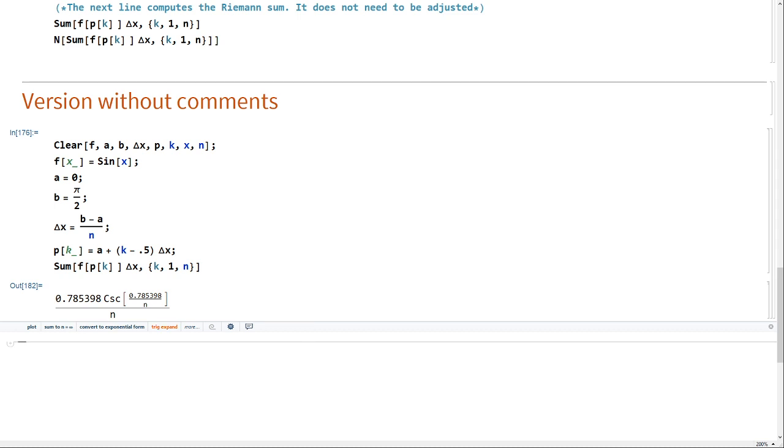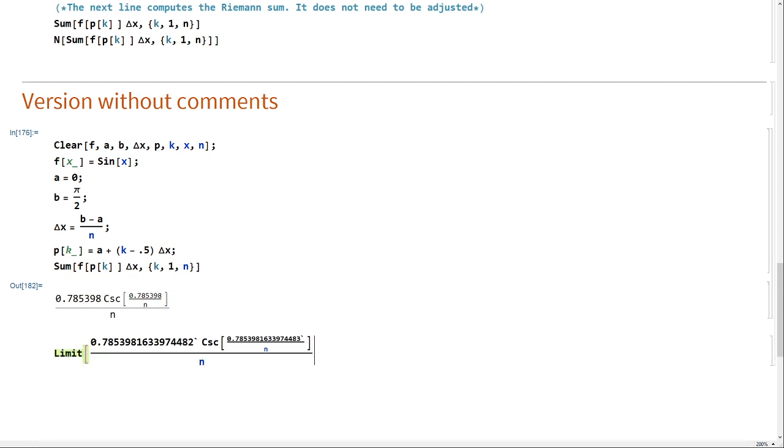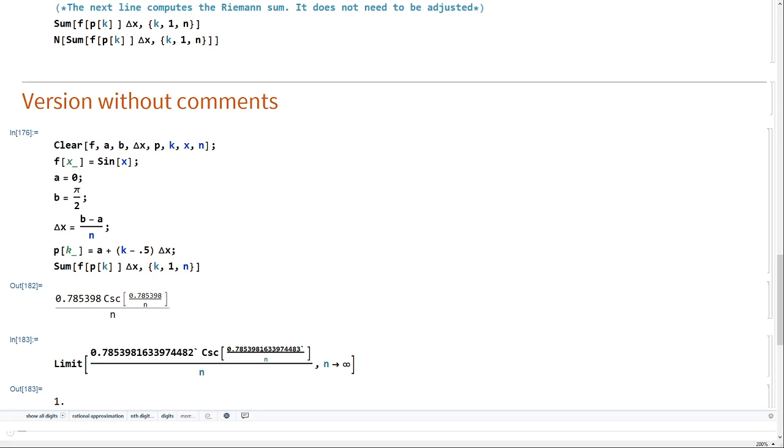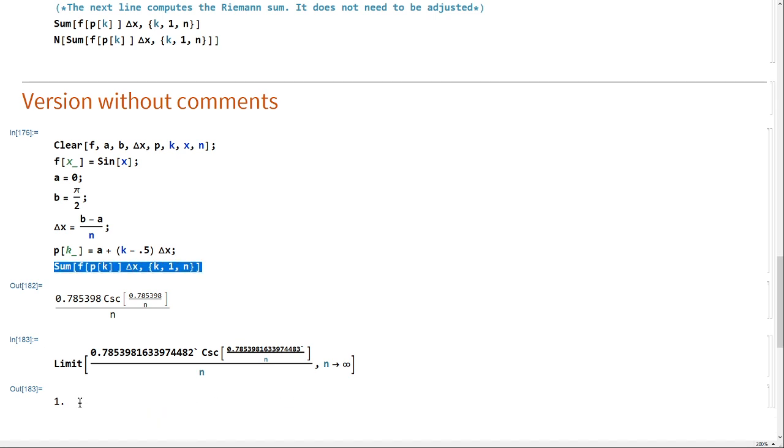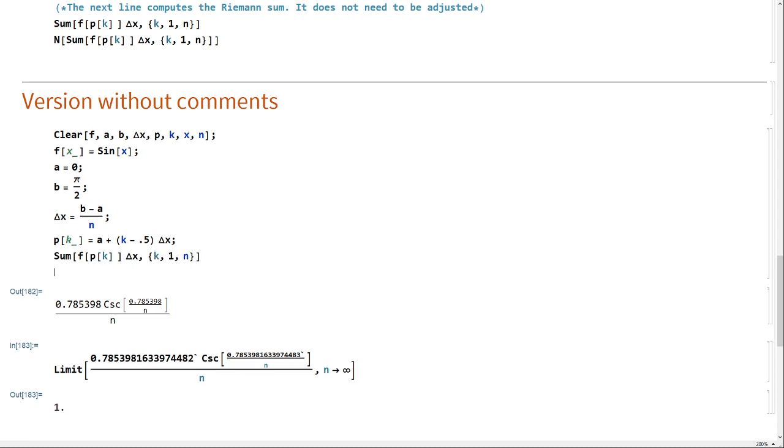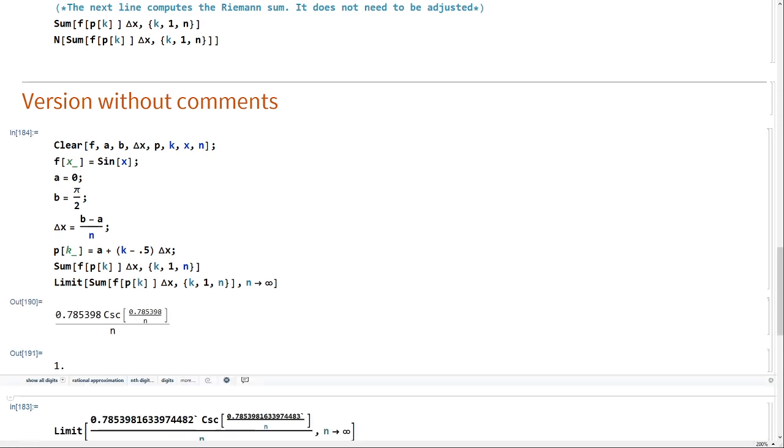And then if I keep pushing the number of these rectangles infinitely high, so if I take the limit of this thing as n goes to infinity, is this going to work? Yeah. So we get 1. Maybe here, let me say, if we just take a limit of this thing, this is always going to approach what the actual area should be.